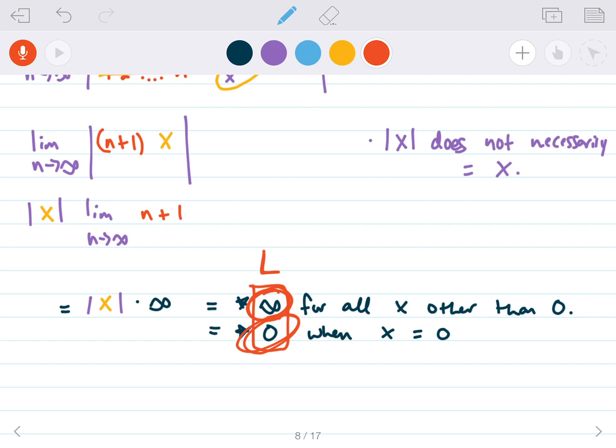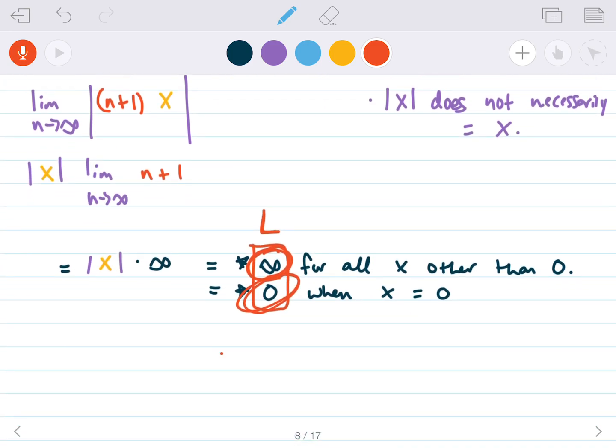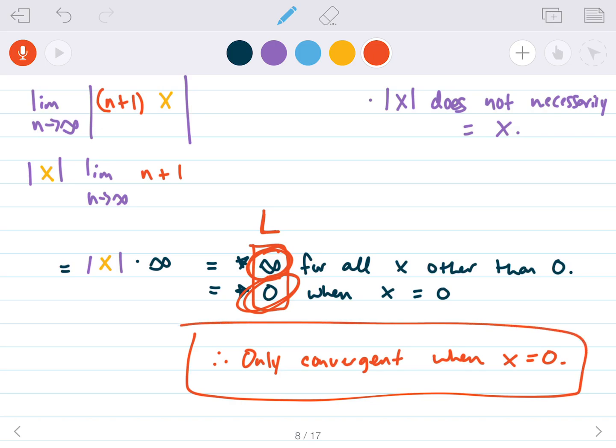All right, so let's write that down. What was it asking us? Let's see. For which values of x is it convergent? So therefore, let's make our conclusion here. Therefore, this is only convergent when x equals 0. Because if that's the case, the ratio test tells us that the limit L is 0. But the limit is infinity for all other x's, which is larger than 1. So the ratio test says the only x value that this is going to converge for is x equals 0. So that's our answer here.